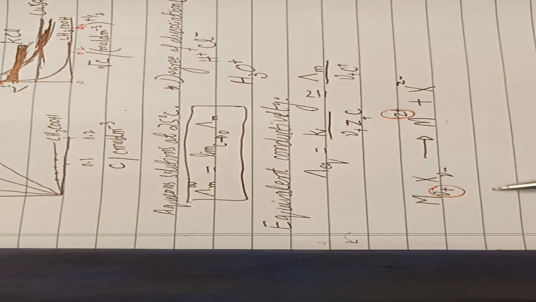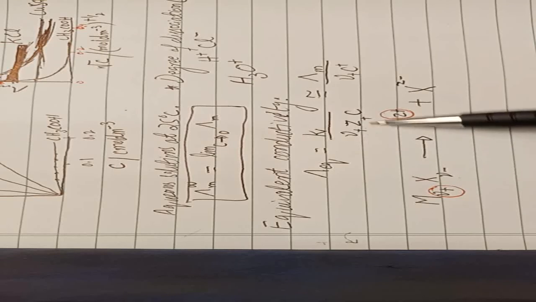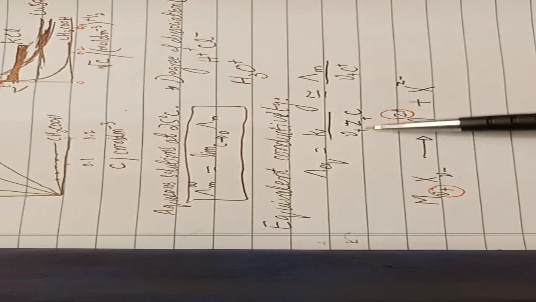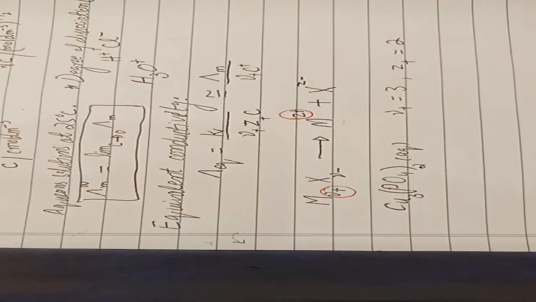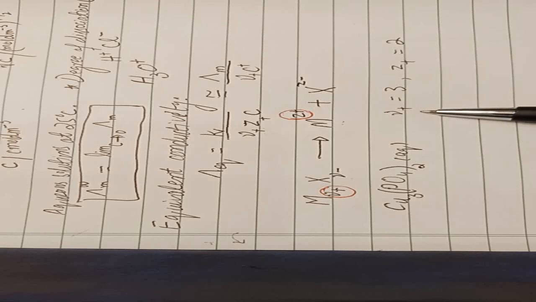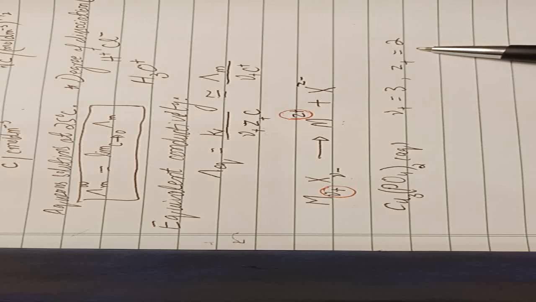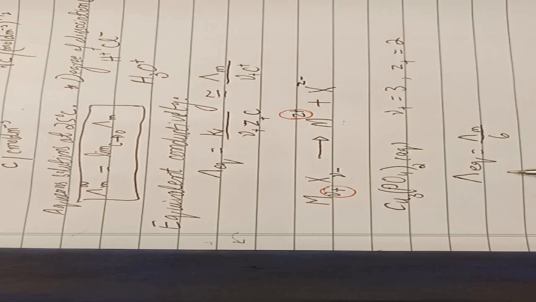So here we have a solution containing 1 mole of completely dissociated electrolyte that would contain this many moles of positive charge. For example, for the dissociation of copper phosphate, we have v plus equal to 3 and z plus equal to 2. For this system, the equivalent conductivity will be equal to the molar conductivity over 6.